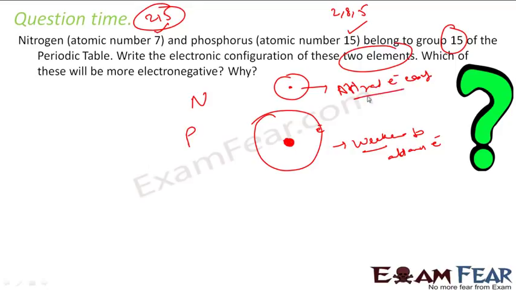This one can attract electrons easily, so this is more electronegative. I can say that nitrogen is more electronegative. Why? Because the nitrogen atom is small and it can attract electrons easily as compared to the phosphorus atom.